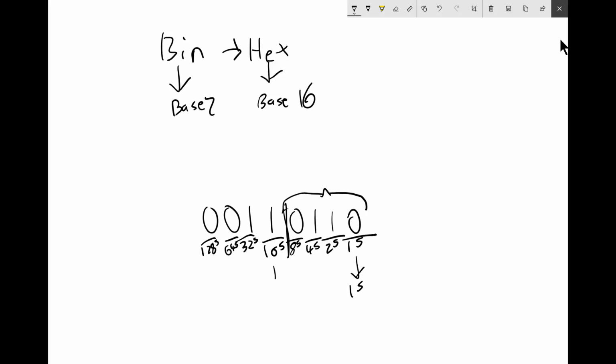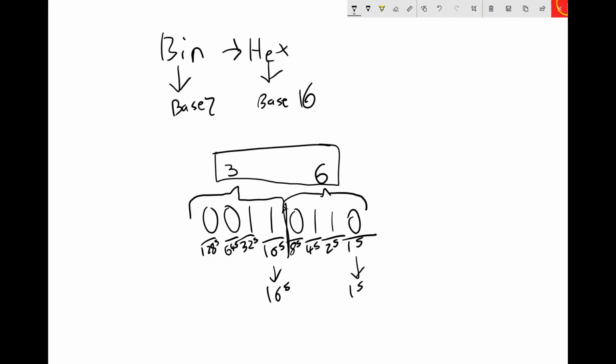Same here, instead of 1s, we use 16s. We can have exactly 15 16s, which I won't calculate here, but it just happens to be so. So how many 1s do we have here? We have 4, 5, 6 1s. And here we have 3 16s. Which means in hexadecimal form, the binary of 0011 0110 is indeed 36. So let's check that out.